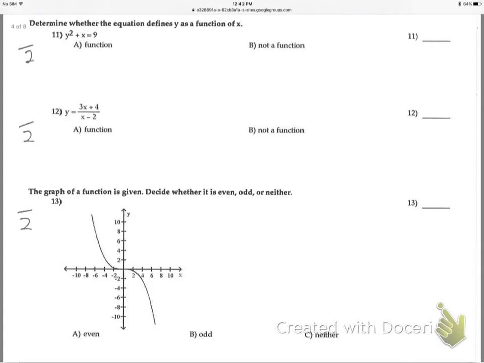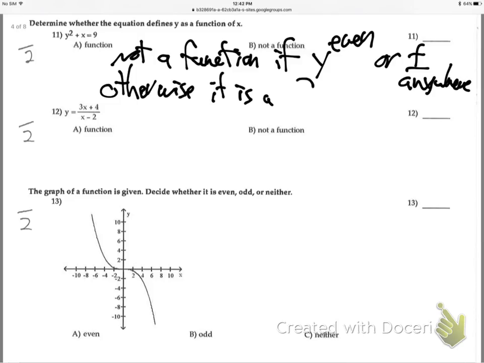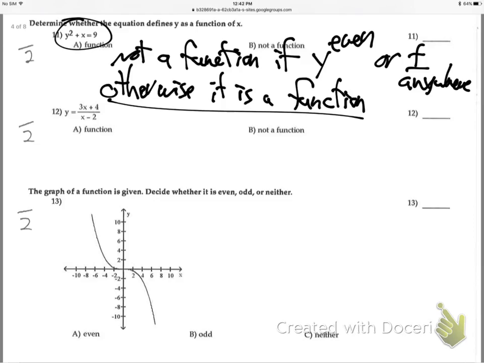All right, so 11 and 12. Remember, I gave a rule. It's not a function if you have y to some even power or plus or minus anywhere. Otherwise, it is a function. It's that simple. So easy. These will be free points if you have that in your 3x5 card or your mind. So you just look at that original up there. Number 11. You say, all right, does it have y squared or y to any even power? Yeah. Well, then it's no good.